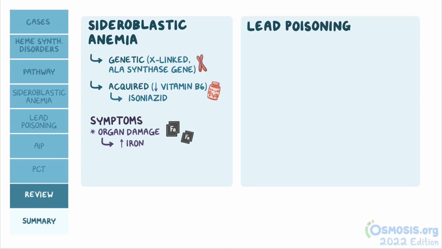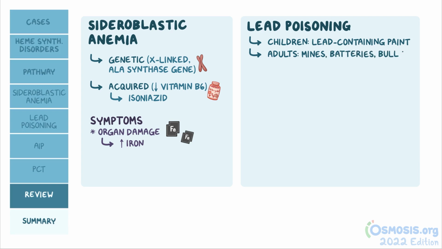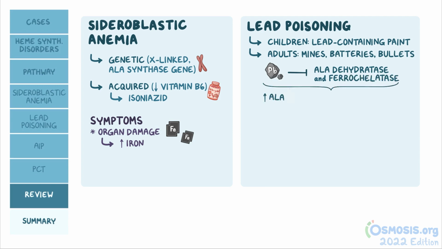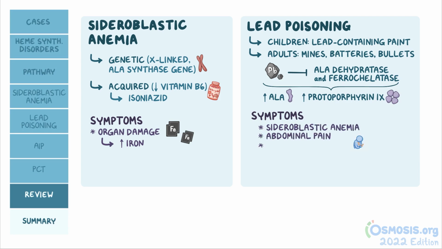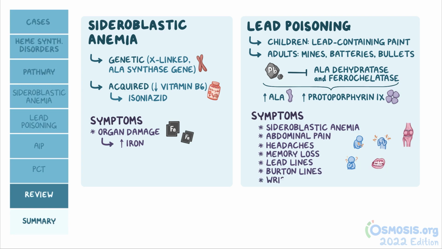Lead poisoning can occur in children ingesting lead-containing paint chips, and adults who inhale lead while working in mines, or are frequently in contact with batteries or bullets. Lead inhibits ALA dehydratase and ferrochelatase, resulting in ALA and protoporphyrin IX buildup in the blood. Lead poisoning can present with sideroblastic anemia, abdominal pain, headaches, and memory loss, lead lines on the metaphysis of the bones, Burton lines at the gingiva, and wrist and foot drop.